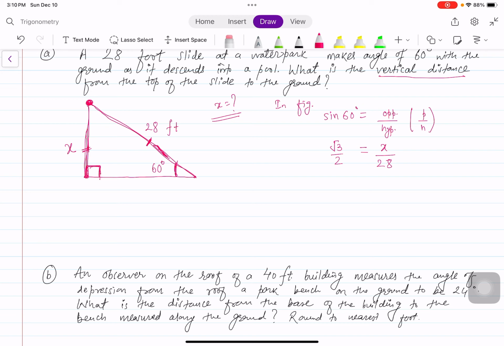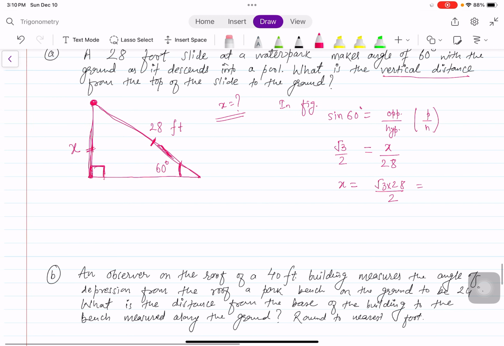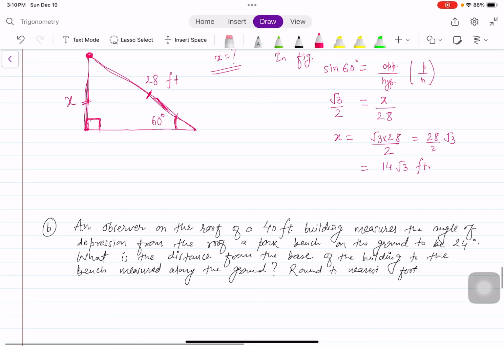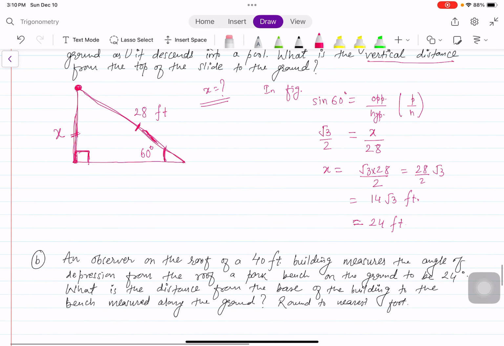After solving this, you cross multiply, and you multiply these two and divide by 2, which is already there, 28 over 2. Whatever you get, we always put the whole numbers at the front. So do 28 over 2 square root 3. This will give you 14 square root 3 feet. This is the exact answer. You can use a calculator to find the approximate answer, and your approximate answer is approximately 24 feet. So this is the solution.